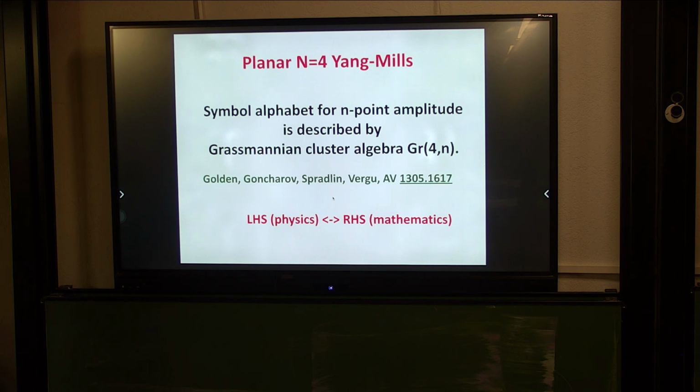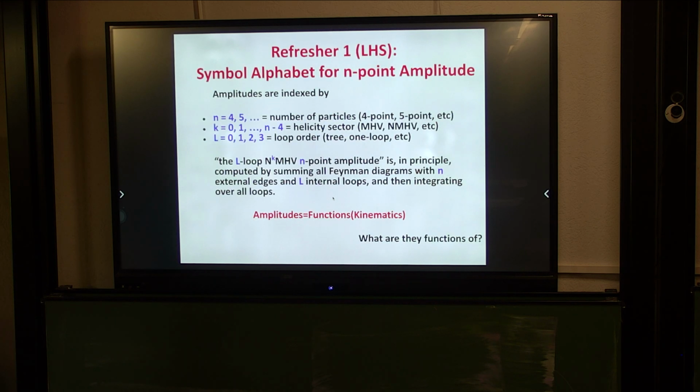I thought I will have maybe 3 slides on the left-hand side and right-hand side. In particular, I'll start with 3 slides telling you, maybe aimed at younger folks, what the symbol alphabet for an n-point amplitude is. Then I'll have 1 slide, which we already heard from Lara, on what a Grassmannian cluster algebra is. Then I'll show you the evidence for the statement for the simplest case. Okay, very good. So, 2 refreshers.